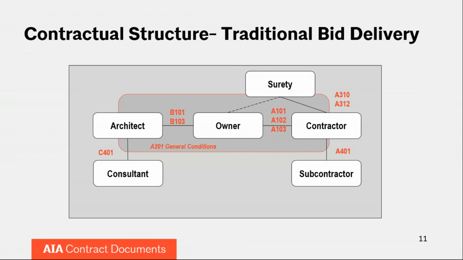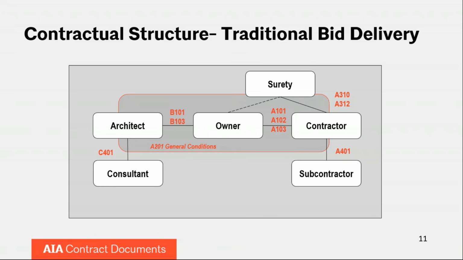So let's take a look at how a typical contract structure works on a traditional design-bid-build project. Owner hires the architect using a document like B101 or B103. The architect may hire consultants. Then the owner hires a contractor using the A101, A102, or A103. And just for your reference, A101 is if the contractor is going to be getting paid on a lump sum basis. A102 is a cost plus basis with a GMP, and A103 is a cost plus without a GMP.